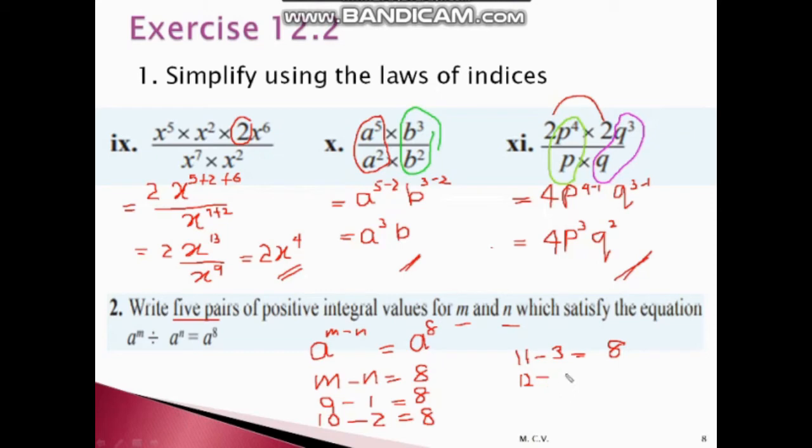We have to write one another pair. 13 minus 5 also 8. These are the 5 values that we can put for m and n.